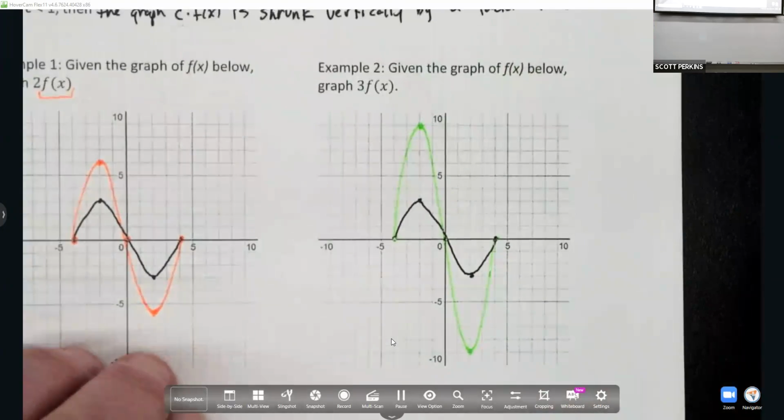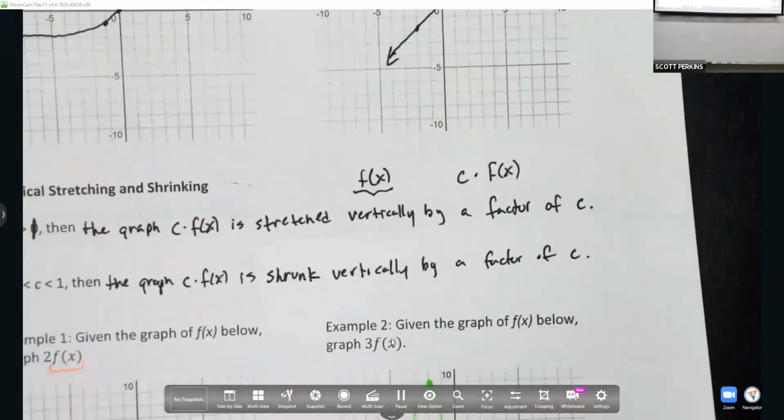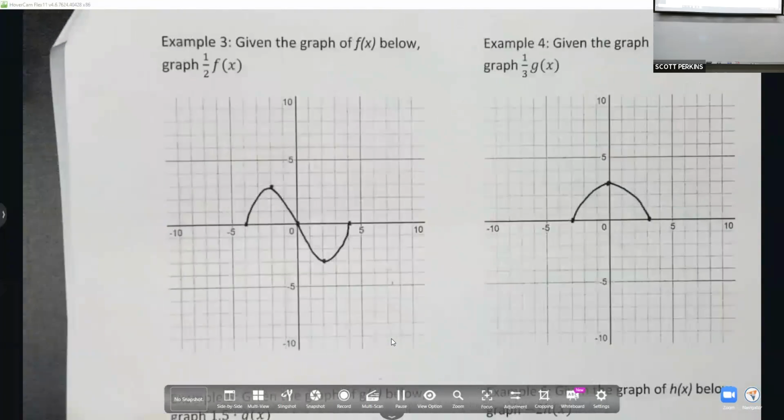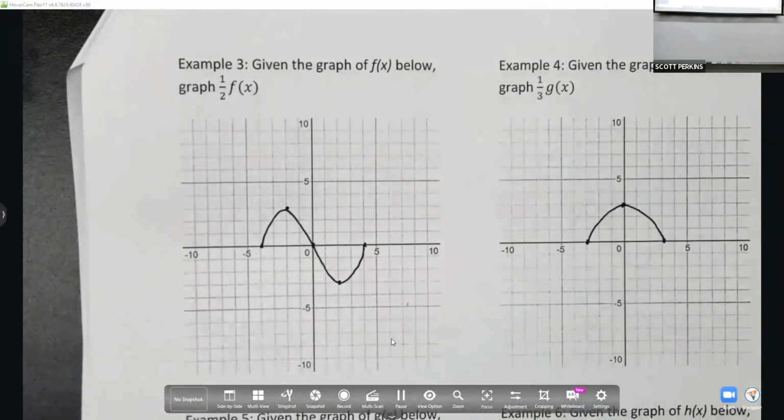All right, well, I'm just going to have you do a few more. It doesn't matter with the vertical stretching what the number in front is, whether it's a fraction like the next one or a whole number or whatever. You just multiply the y values by that coefficient in front. So for example 3, again, I've given you f of x. We're going to do one more with this function, then I'll change it up. I would like you to graph 1/2 f of x.